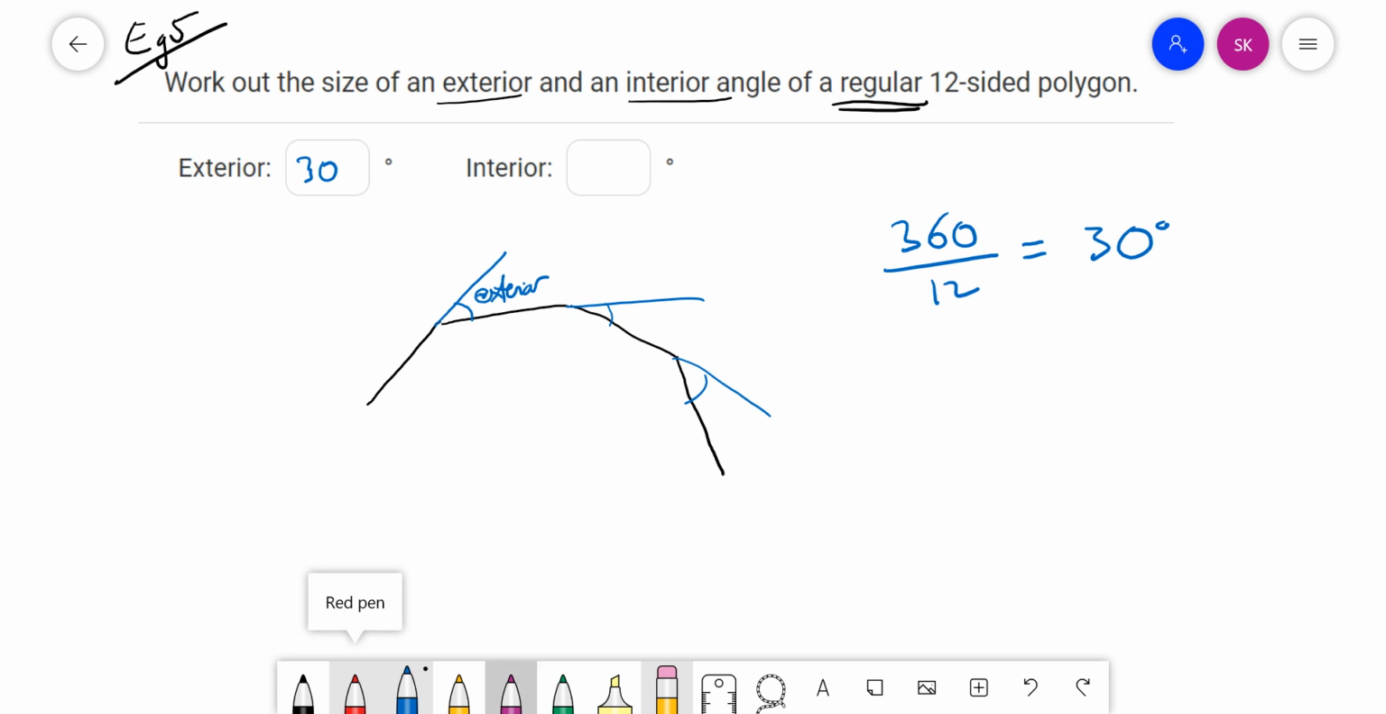Now, because I know that interior plus exterior add up to 180, to find the interior angle, it's just going to be 180 minus 30, which is 150 degrees. If you got that right, give it a tick. If you got it wrong, rewind and make sure you understand what's going on.